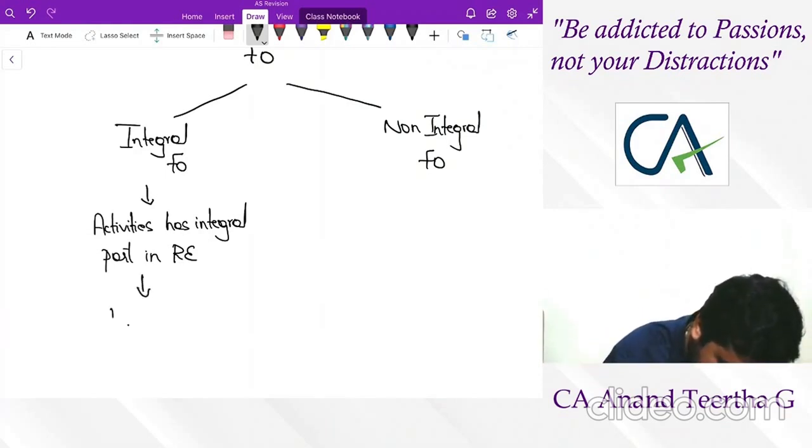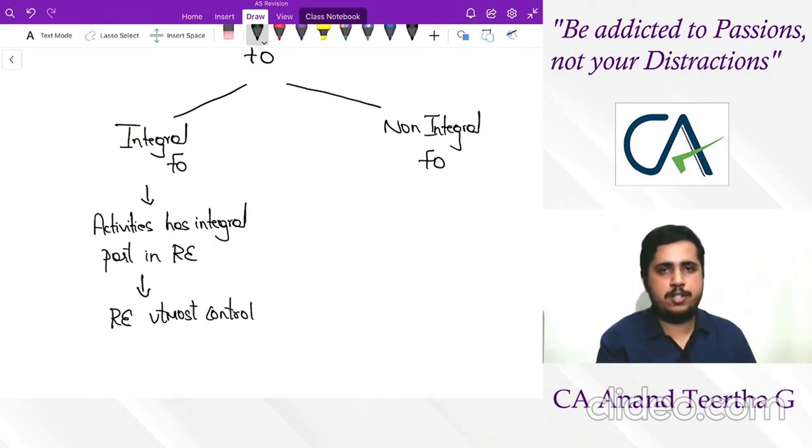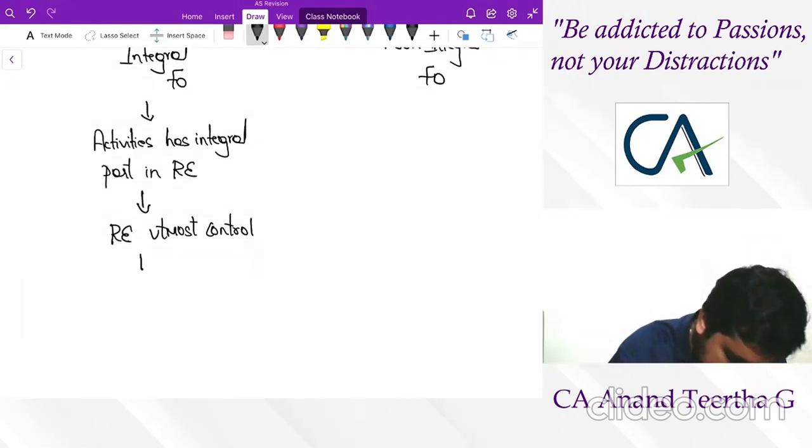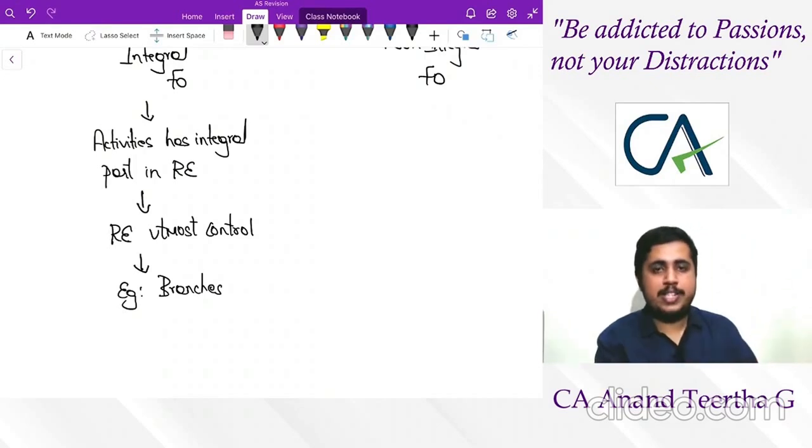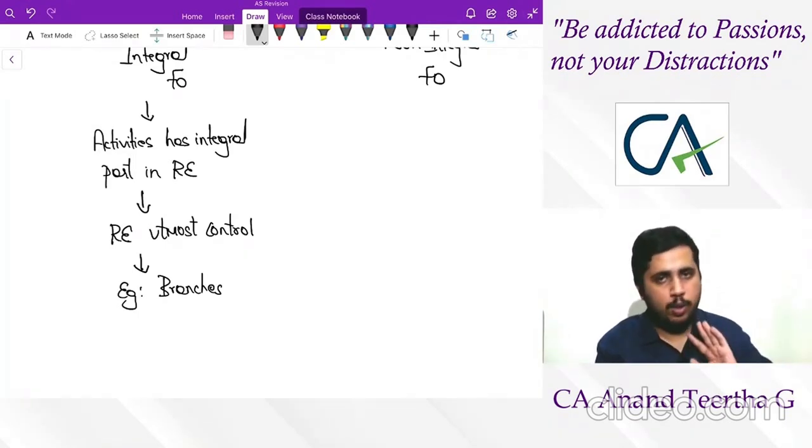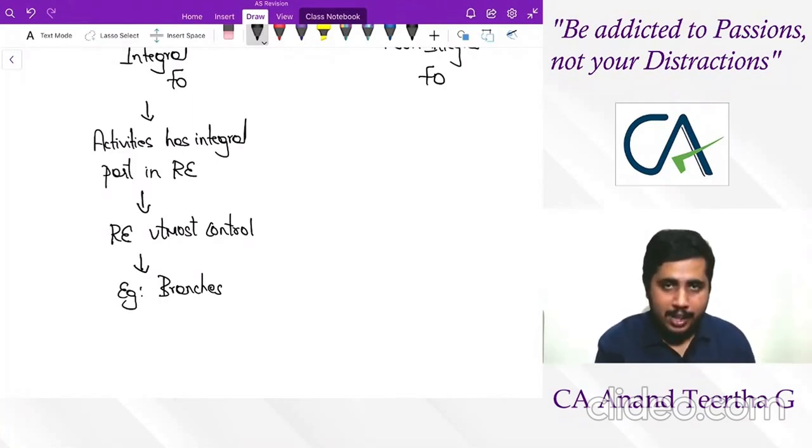Therefore, the reporting enterprise will have utmost control over these operations. They totally control these operations. So therefore, we call them integral foreign operations. Okay. Now, an example for these integral foreign operations will automatically be branches. So basically, if there is a foreign branch, what happens? A branch in itself does not have a separate legal entity, which means whatever the branch does is an integral part of the reporting enterprise, the head office. So whatever the branch does, it's from the head office point of view. So therefore, it became an integral foreign operation.